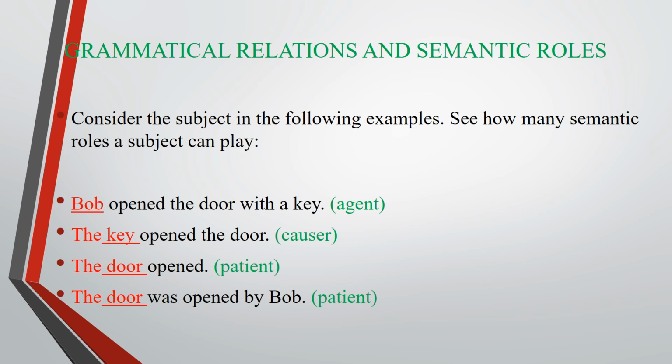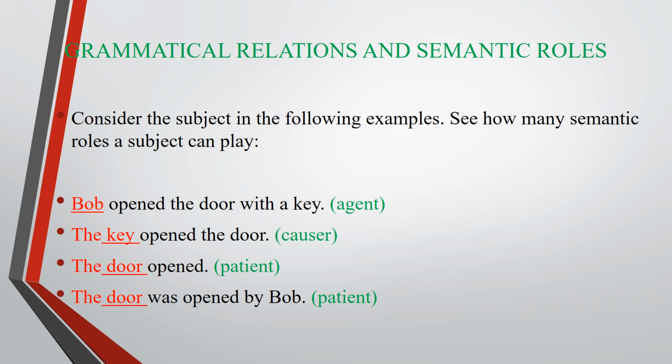Let us consider the subjects in the following examples and see how many semantic roles a subject can play. In the 4 sentences given below, the linguistic expressions marked in red are the grammatical subjects of these sentences. However, they play different semantic roles in each sentence. Now, in the first sentence, Bob is the agent, or has the semantic role of an agent. Why? Because Bob carried out the action of the opening.